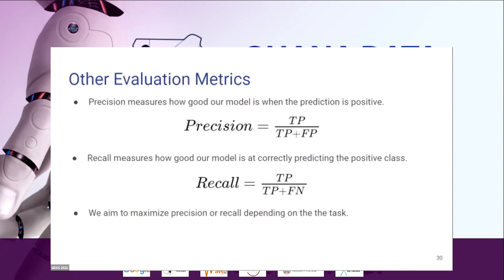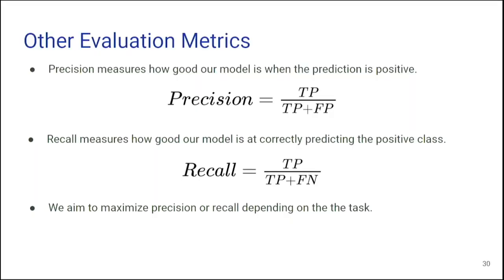And then recall also measures how good our model is at correctly predicting the positive class. So when our model says that this example is positive, precision is telling us how much do we believe in that prediction? And recall is telling us that for the positive class that we care about, how well is our model doing on it?